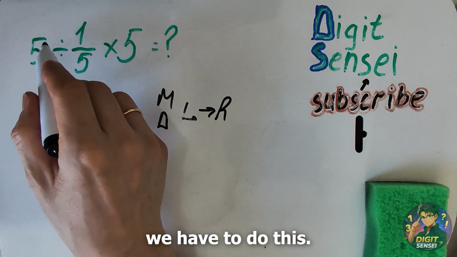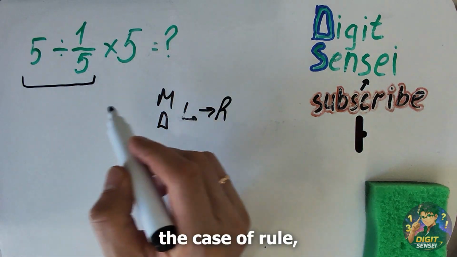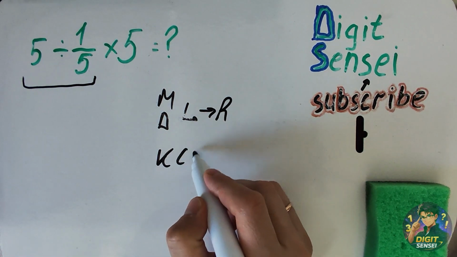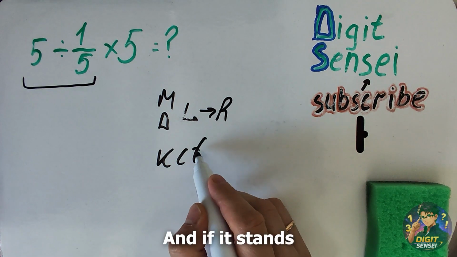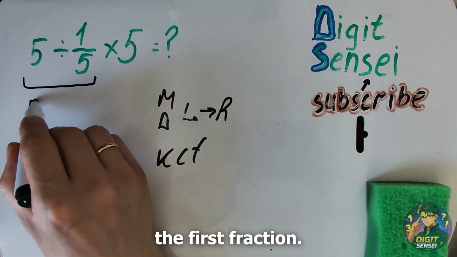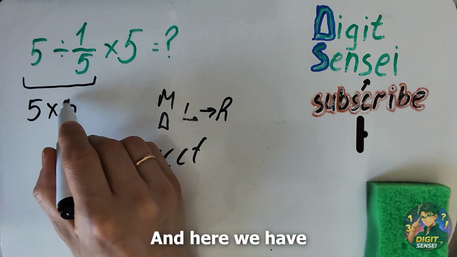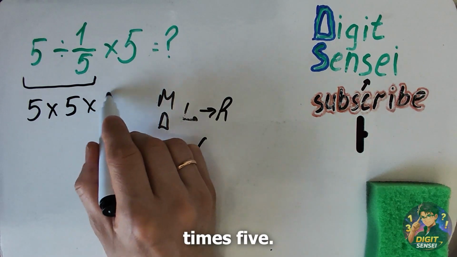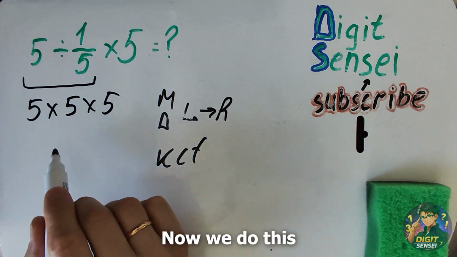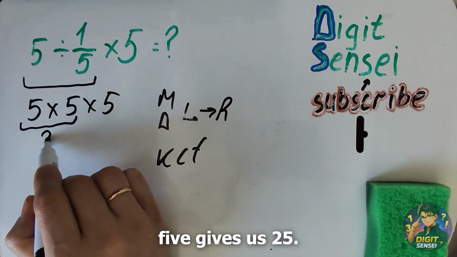So first we have to do this division. 5 divided by 1 over 5. According to the KCF rule, K stands for keep, C stands for change, and F stands for flip. We can write keep the first fraction, change division to multiplication, and flip the second fraction. And here we have times 5. Now we do this multiplication. 5 times 5 gives us 25.